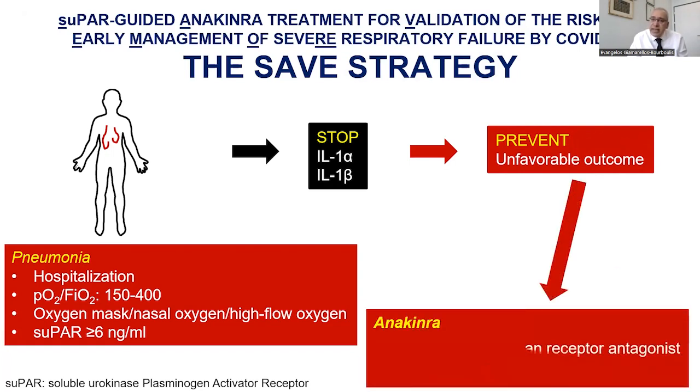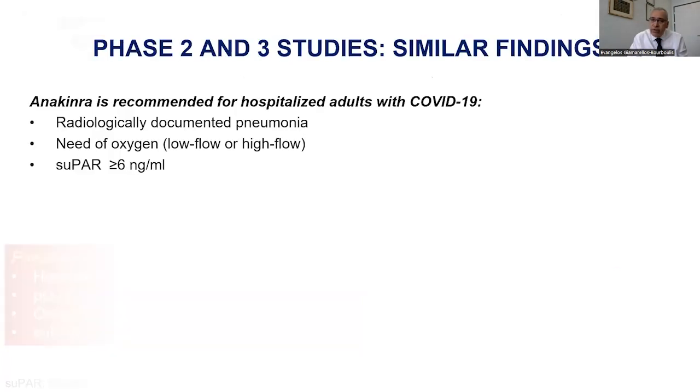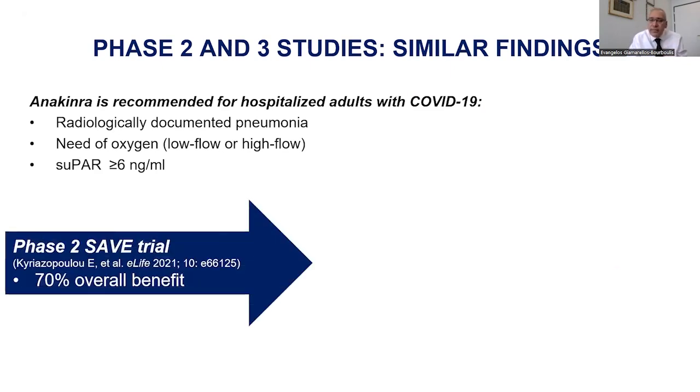By administering anakinra, which is a recombinant human receptor antagonist that blocks the action of both IL-1 alpha and beta. So look what the FDA has approved: all patients with radiologically documented pneumonia in need of oxygen, either low or high flow, with suPAR of 6 or more. suPAR is the acronym standing for soluble urokinase plasminogen activated receptor. I repeat, it demonstrates that the patient is under the attack of the IL-1 pathway.